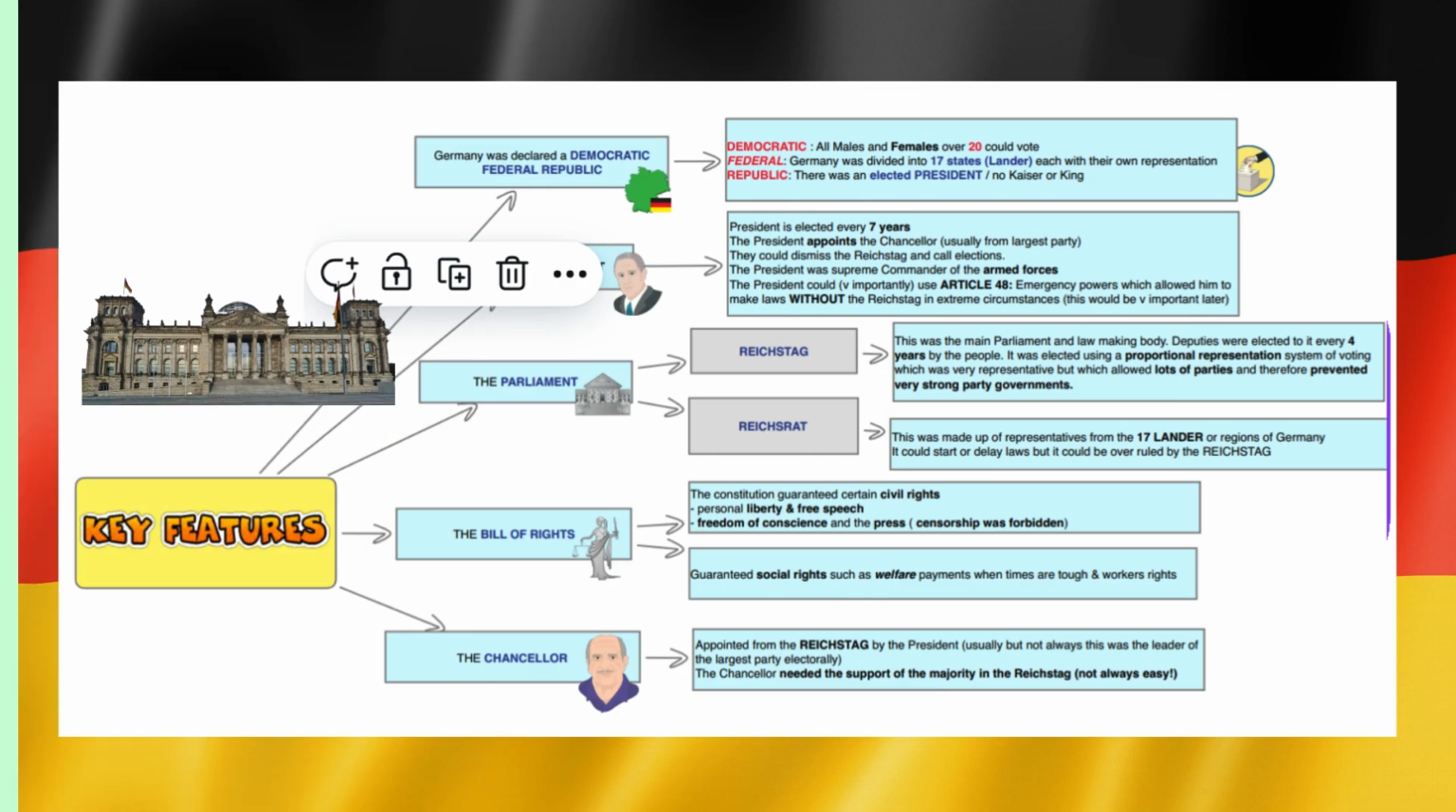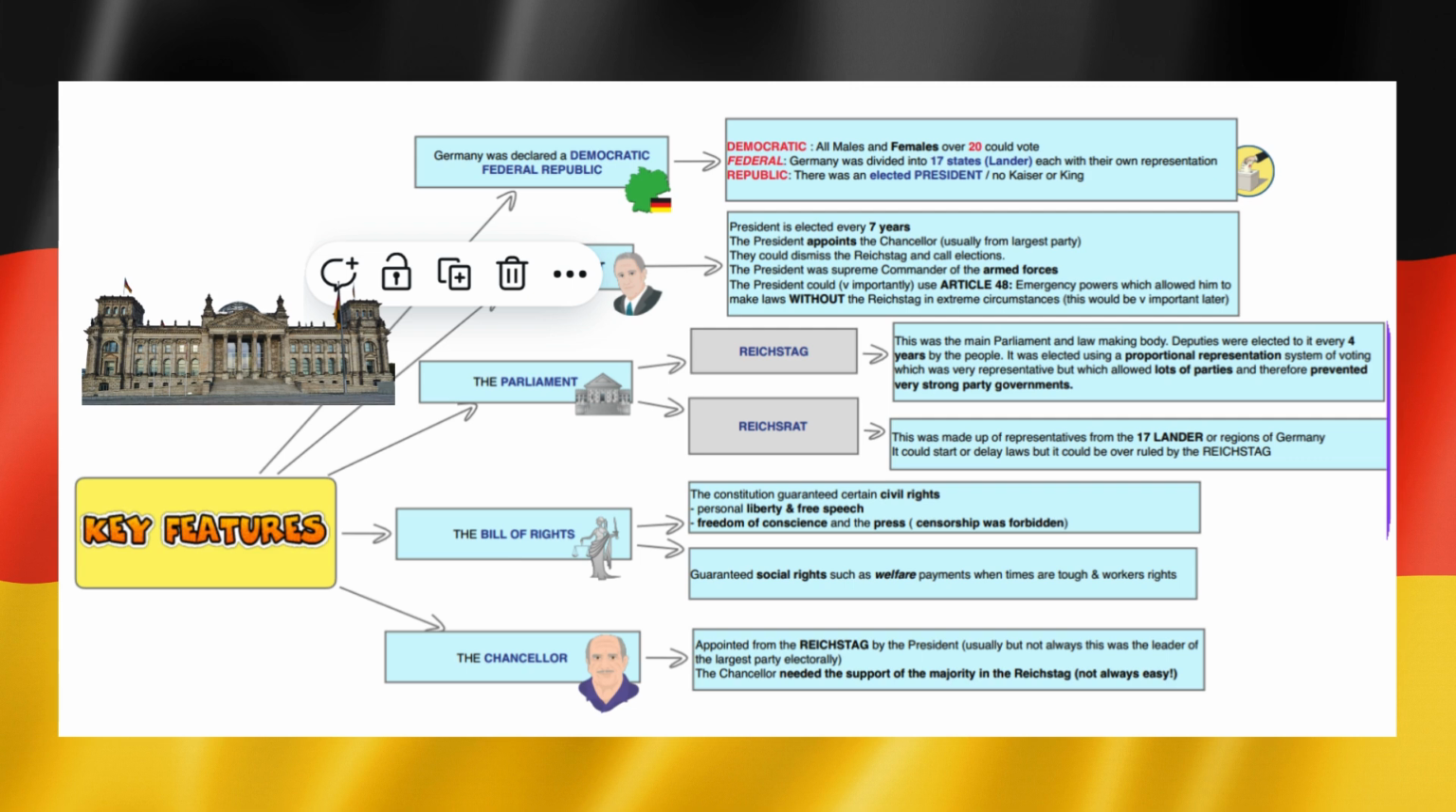These are the key features of Weimar democracy. First of all, it was going to be a democratic federal republic. Democratic: all males and females over 20 could vote. That's one of the freest in the world. It's federal, so Germany was divided up into 17 states or Länder, each with its own representation and parliament. It's a republic, so there's going to be an elected president. There's no king, no Kaiser, no monarchy anymore.